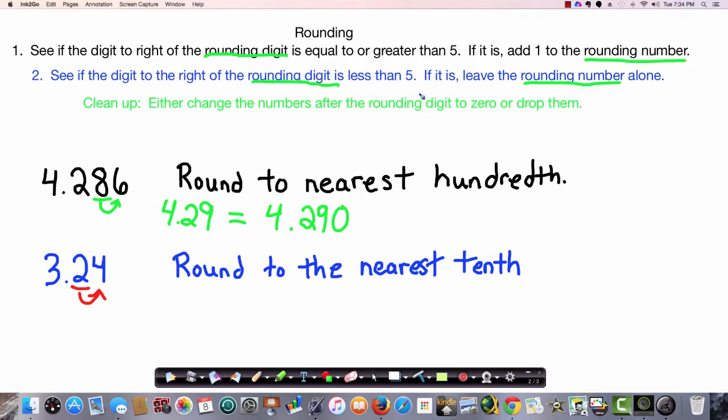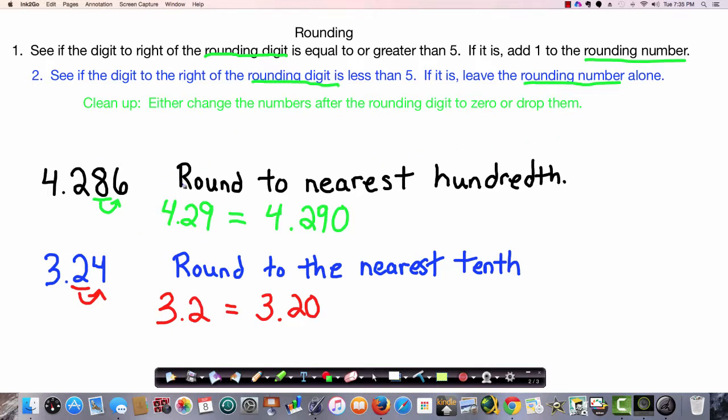So let's go back and see what I'm supposed to do. If it is, leave the rounding number alone. Okay, so the rounding number again is the underlined one, so I'm not going to add anything to it. Instead, I'm going to rewrite it like this: 3.2, or an equivalent decimal would be 3 and 20 hundredths. They mean the same thing, so you can either drop it off or leave the 0 on there for the number that you changed. That's what we mean by cleanup. So either change the number after the rounding digit to 0 or drop them.